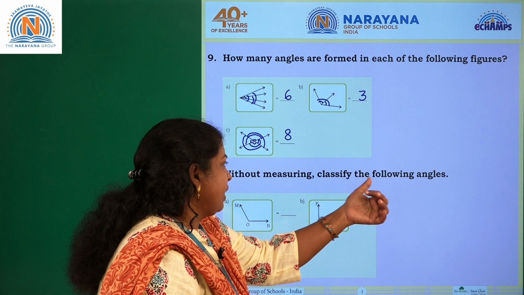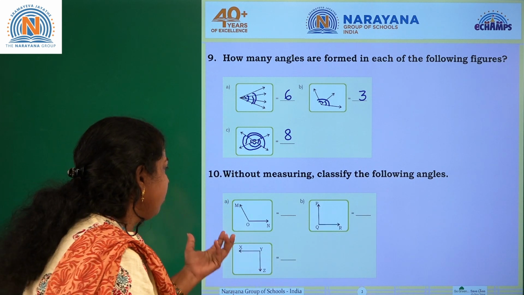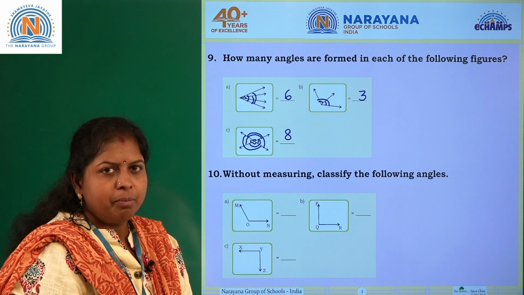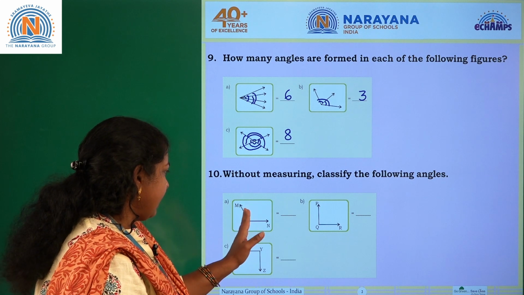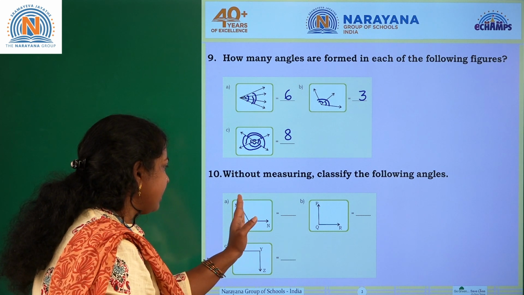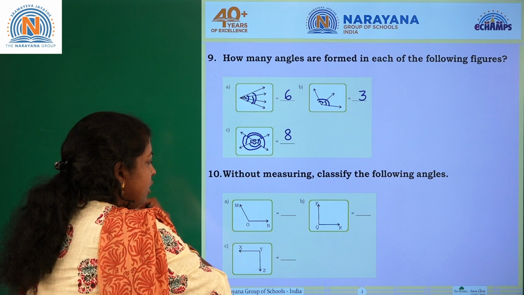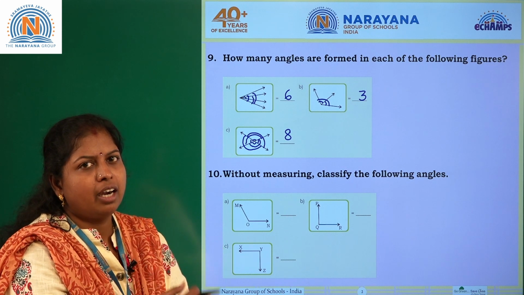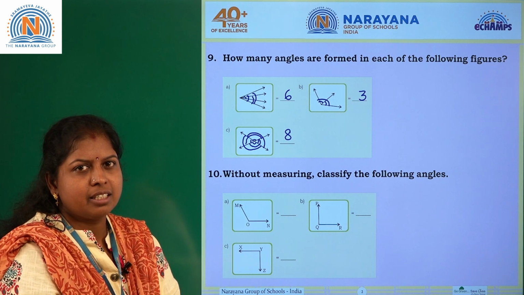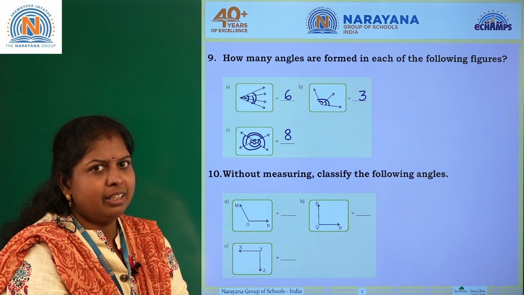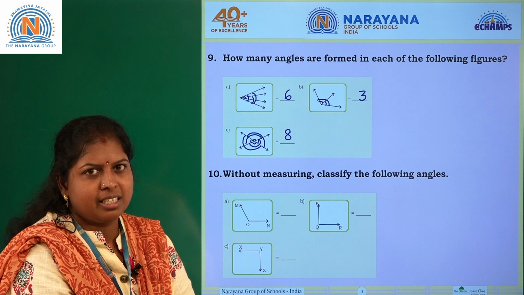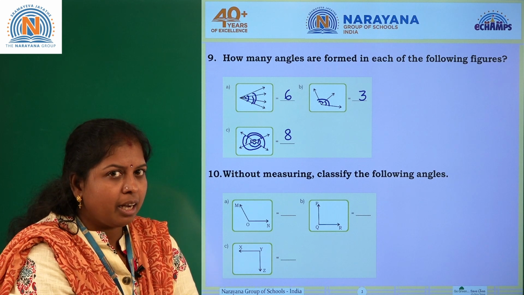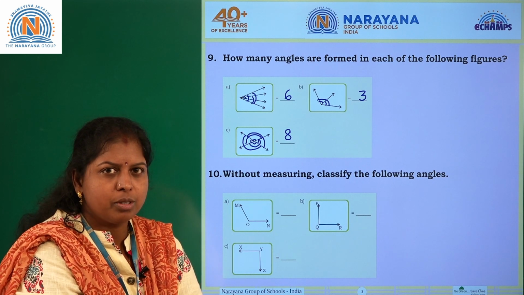Next one. Without measuring, classify the following angles. No need of measuring the angle and then classify the angles. Without measuring, if you observe this first angle, this is more than 90 degrees. It is moving from 90 degrees towards 180. If an angle lies between 90 degrees and 180 degrees, then what do you call that angle, children? That is known as acute angle or obtuse angle? That is known as obtuse angle.